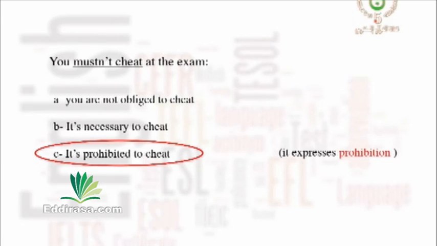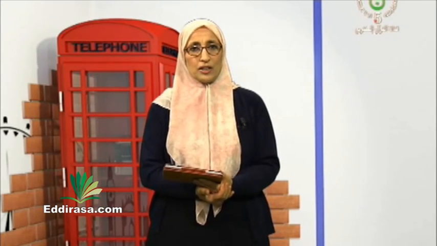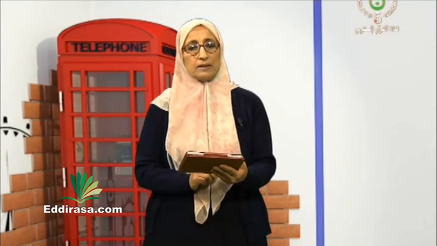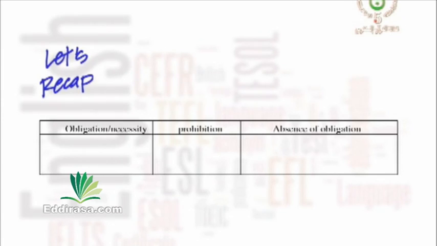Right. Now that you have guessed that our lesson deals with obligation, absence of obligation, and prohibition, let's fill in the table to recapitulate what we have just said. Fill in the table with the language forms used to express obligation and necessity, the language form which expresses prohibition, and the one that expresses absence of obligation.